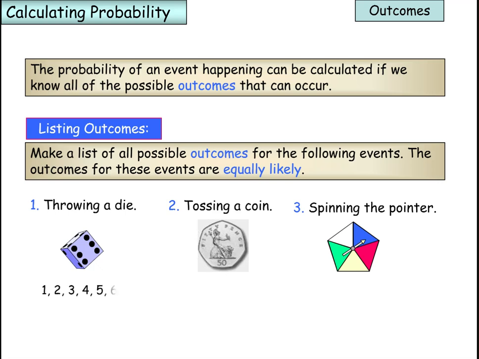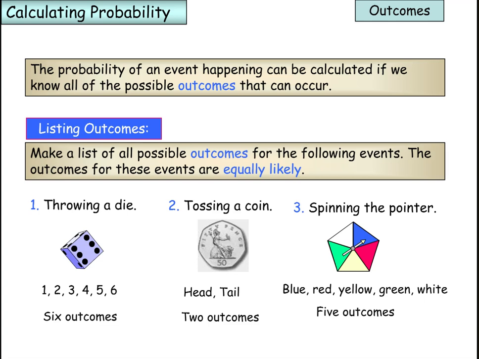Tossing a coin, possible outcomes: heads and tails, 2 outcomes. And then with a spinner, what are the possible outcomes? They're the 5 colors that you've got there, 5 possible outcomes. So once you know how many outcomes you have or what the outcomes could be, then you can work out the probability of getting one or more of those outcomes out of the total.